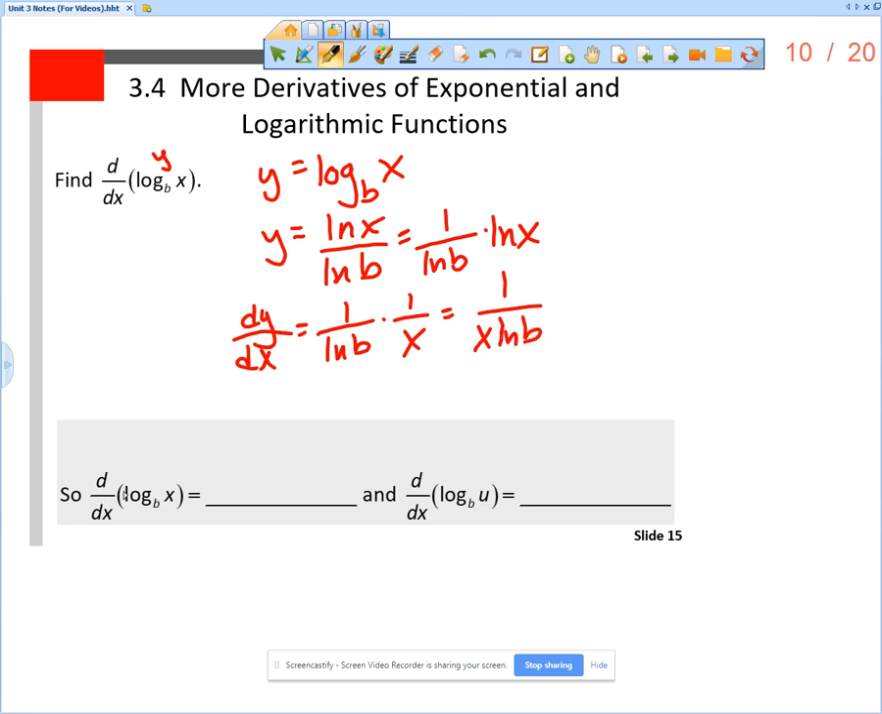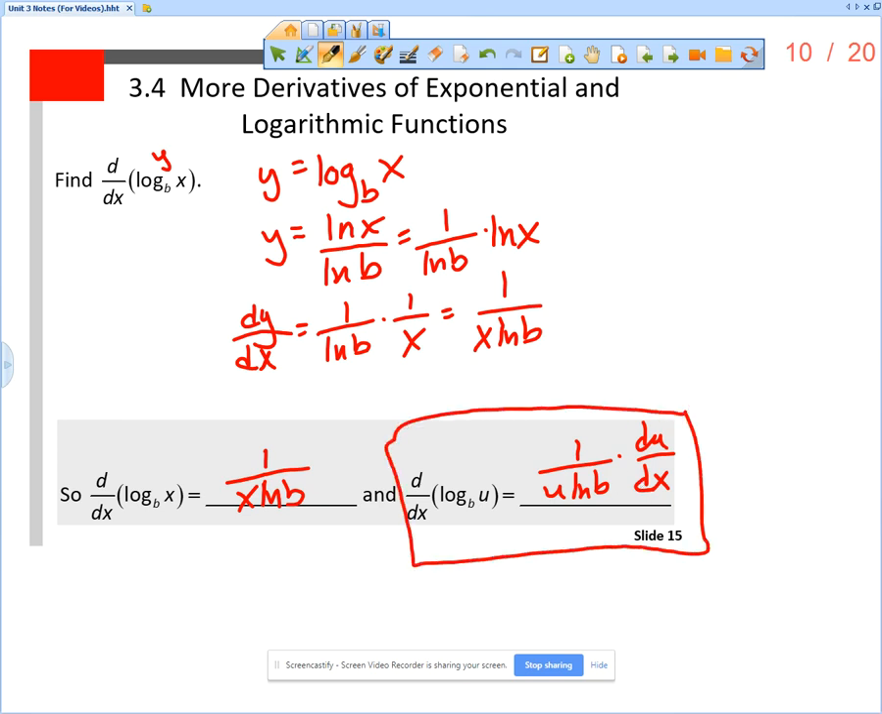And so the derivative of the log base b of x is 1 over x times the natural log of b, which means that the derivative with respect to x of the log base b of u is 1 over u natural log of b times du dx. Remember, don't forget to apply the chain rule. All right, so that is slide number 15. So once again, you want to make sure that you have your derivative rule with the chain rule written correctly, and then you are working on having that memorized. All right, moving on to slide number 16.